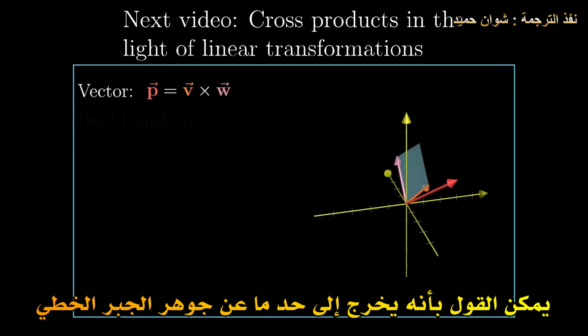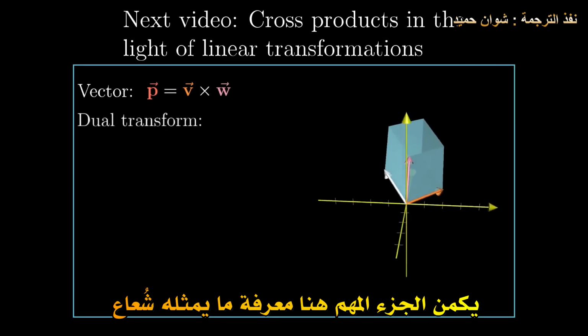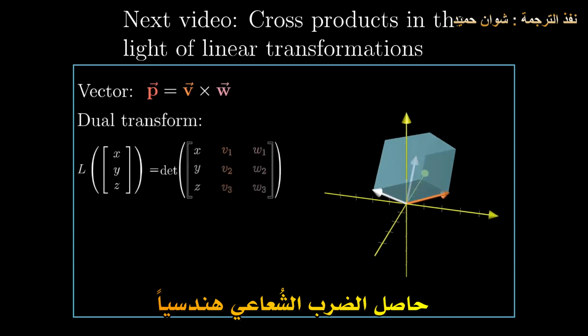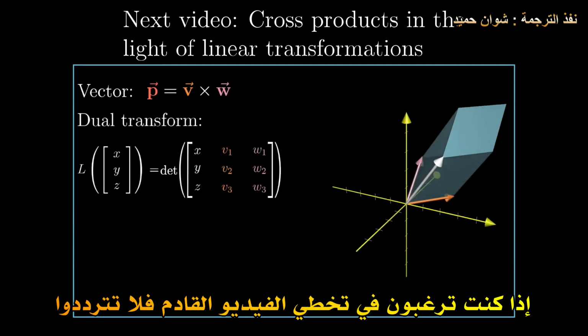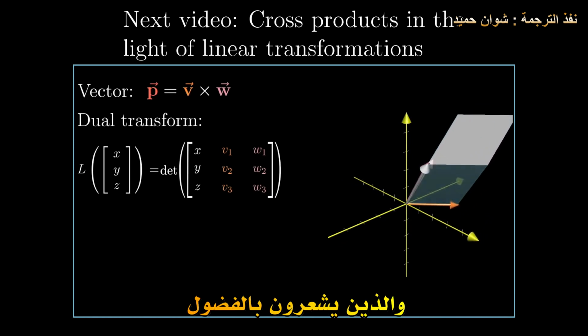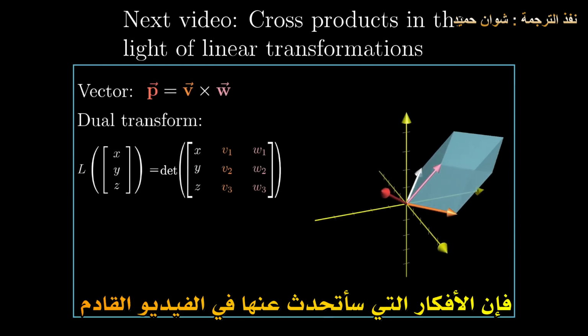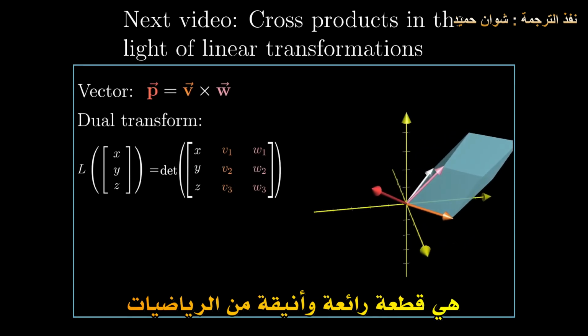Arguably, it falls outside the essence of linear algebra. The important part here is to know what that cross-product vector geometrically represents. So if you want to skip that next video, feel free. But for those of you who are willing to go a bit deeper, and who are curious about the connection between this computation and the underlying geometry, the ideas that I'll talk about in the next video are just a really elegant piece of math.